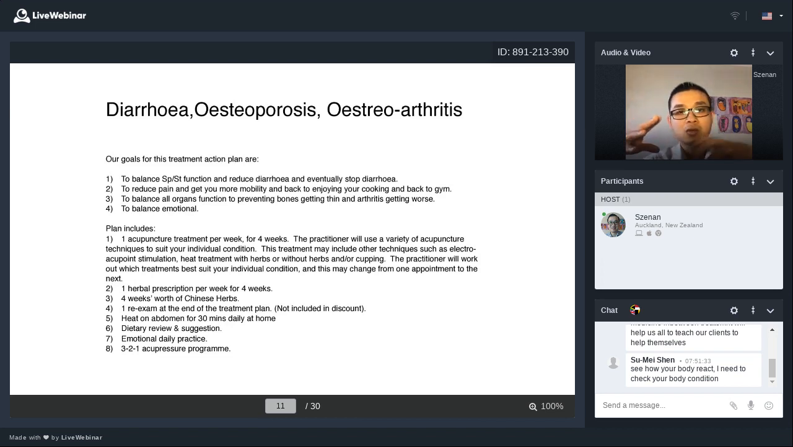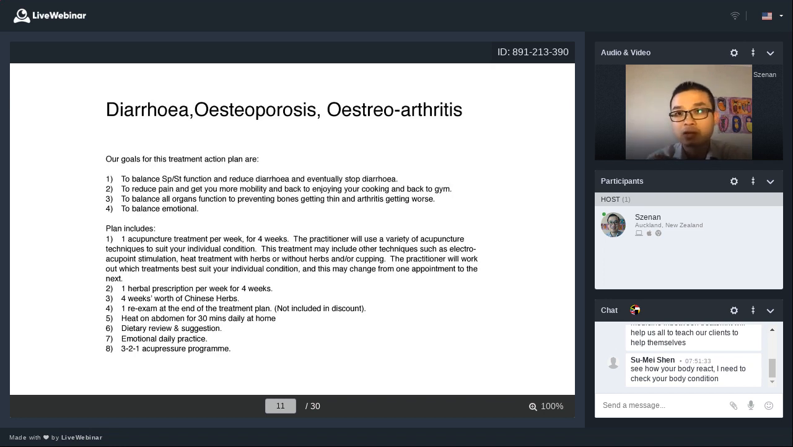All right. So after showing the goals of the treatment, then this is my plan. One acupuncture treatment per week. I need to do one acupuncture per week for 4 weeks. The practitioner will use a variety of acupuncture techniques to suit your individual conditions. This treatment may include other techniques such as electric acupoint stimulation, heat treatment with herbs or without herbs, and or cupping. The practitioner will work out which treatment best suits your individual conditions, and this may change from one appointment to the next.